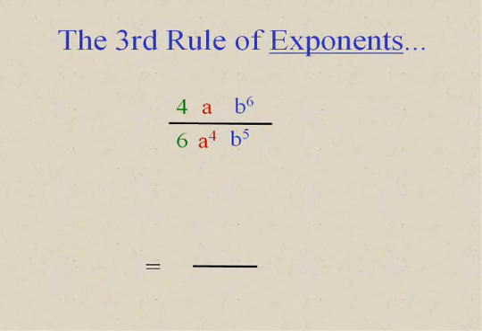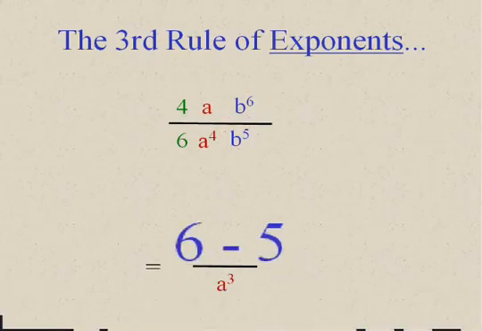Well, let's use that rule when we do this problem. That's really a to the 1st and a to the 4th. So we're going to go 4 minus 1, largest minus smallest, and put the answer where the largest one, the 4, was. A to the 3rd. B to the 6th and b to the 5th. 6 minus 5 is 1.